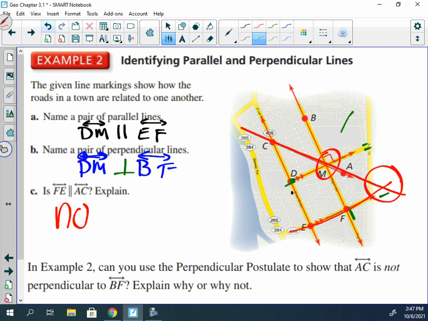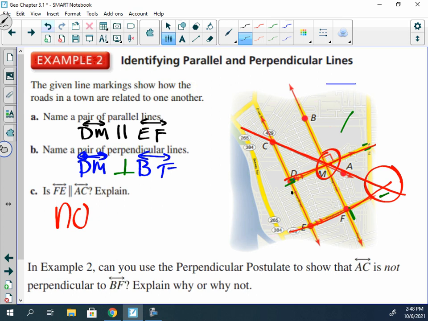Now, according to our postulate, given a line and a point not on the line, there's exactly one line that's parallel to it. Well, we already said DM is a line parallel to it. So any other line that goes through point M will not be parallel to it. Or it will cross, yeah. So this here would be no. Any other questions on this here?